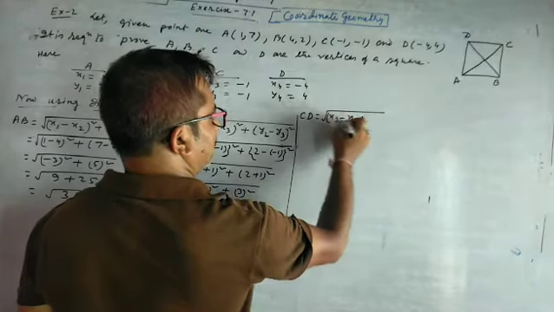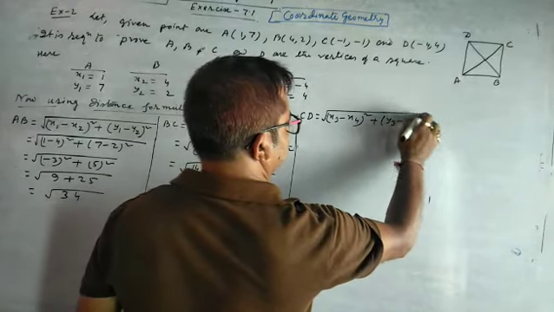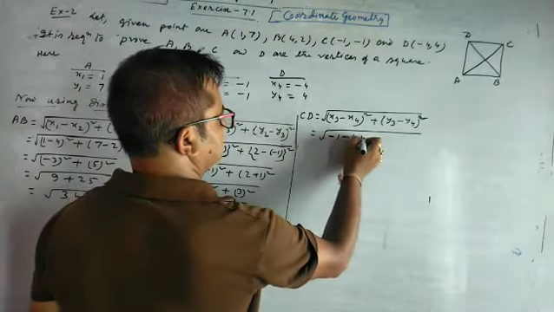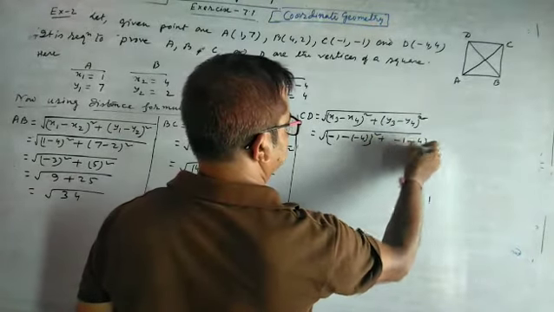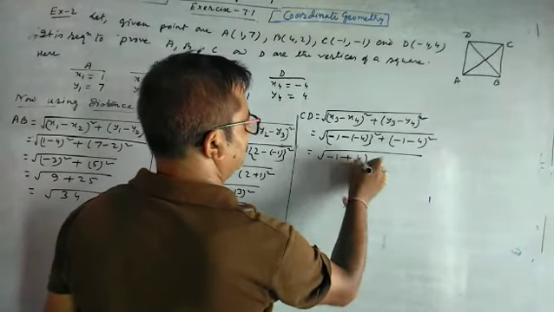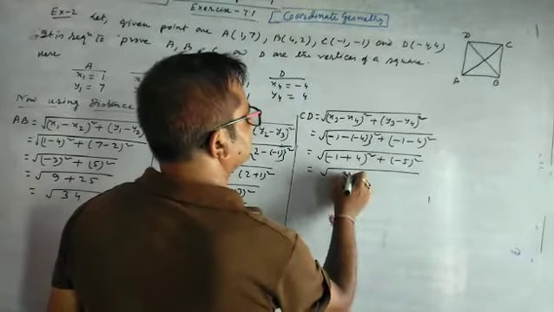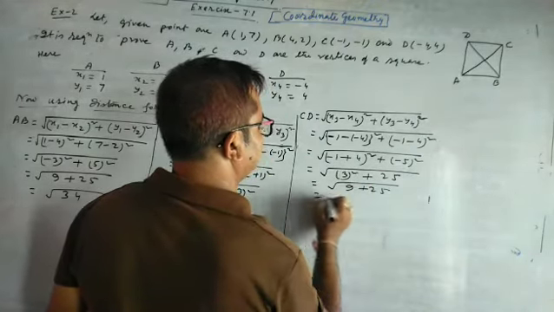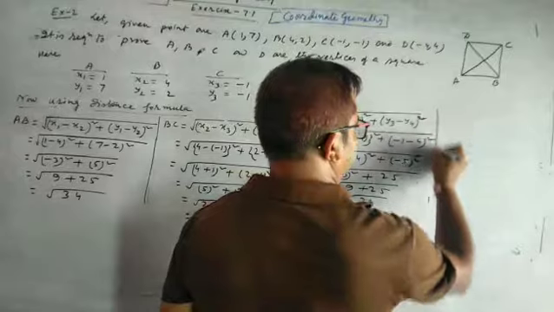Next we find CD. (x3 minus x4) whole square plus (y3 minus y4) whole square. Minus 1 minus 4, minus 1 plus 4: minus 5, 3 whole square, 25, 9, 25 plus 9, root 34. That is CD.